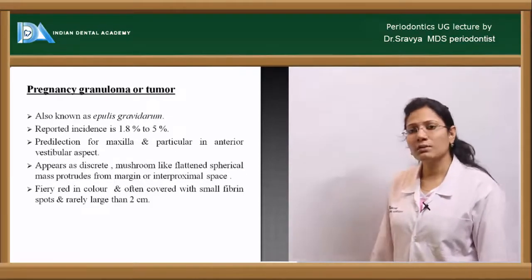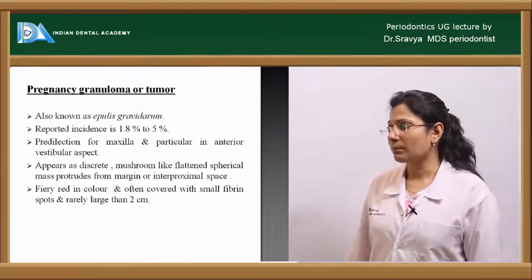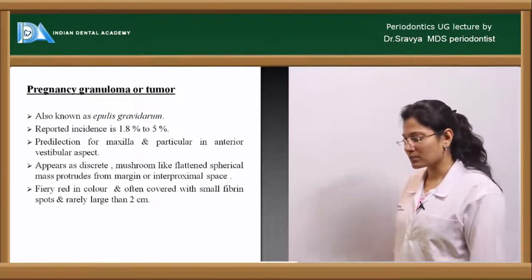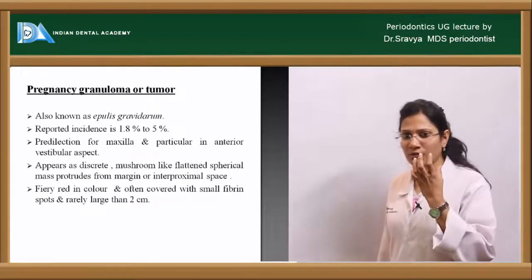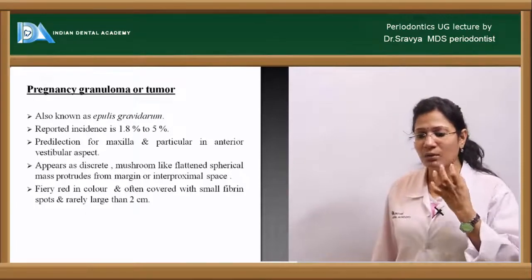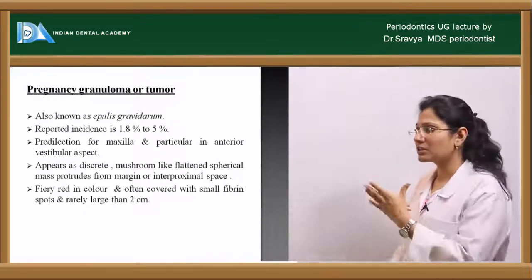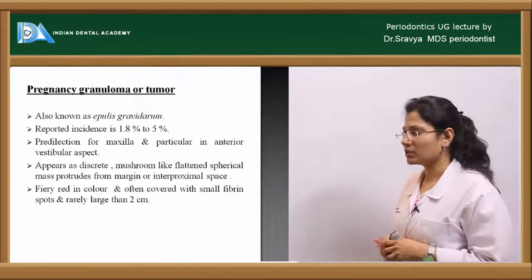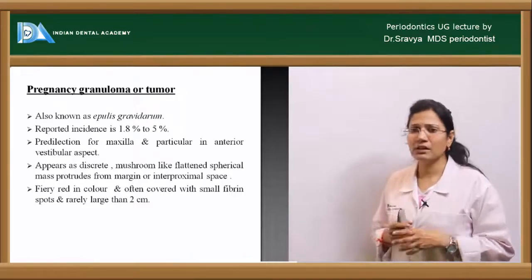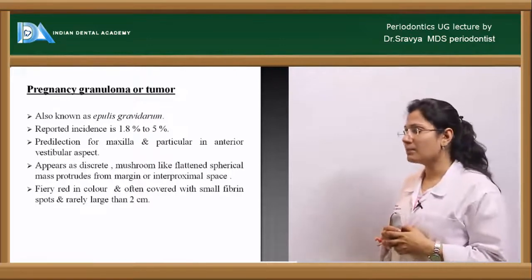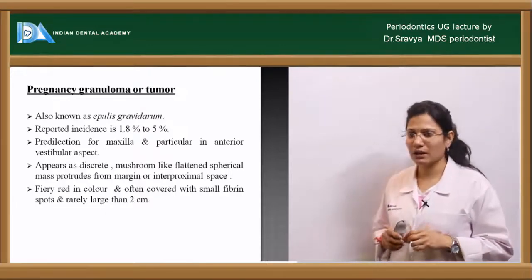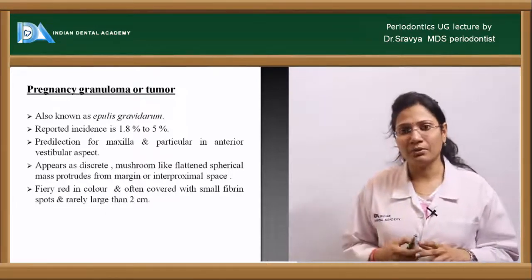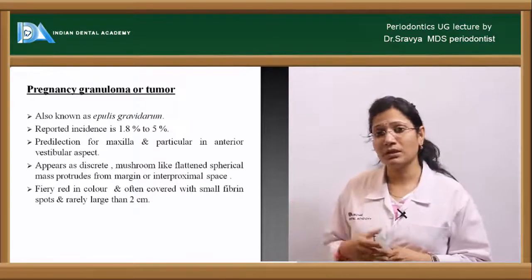And then there is the pyogenic granuloma, or the pregnancy tumor. This is basically a localized pregnancy-induced enlargement. It is seen in just about 1.8% to 5% of pregnant women. Its predilection is most common in the maxilla, particularly in the anterior vestibular aspect. First, let's complete: how does it look?